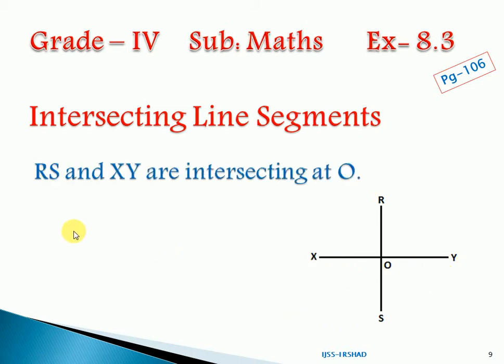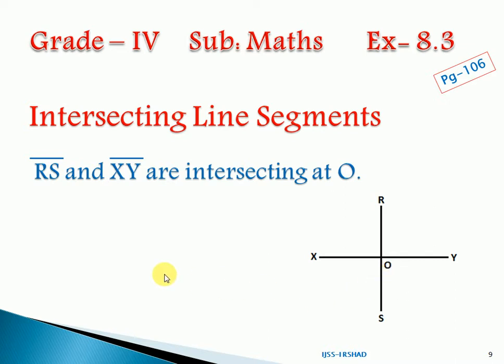So you can say RS, I have drawn a line on top of RS, which means RS is a line segment and XY is the other line segment. So line segment RS and line segment XY are intersecting each other at point O here.